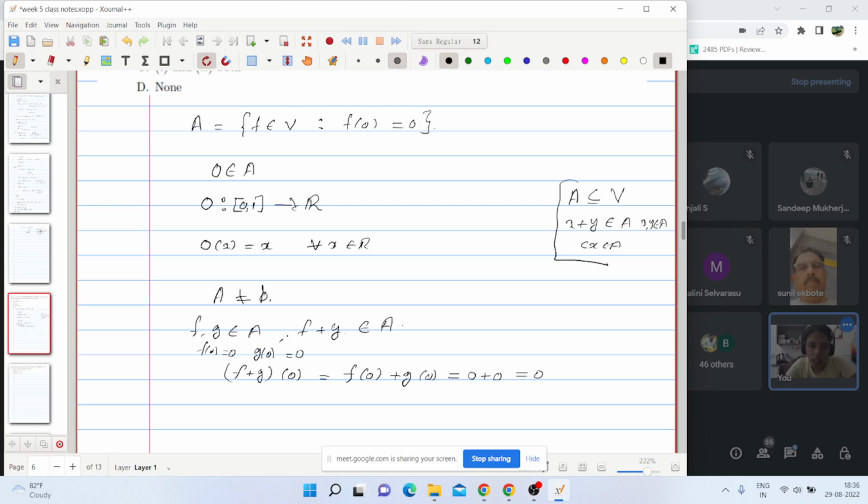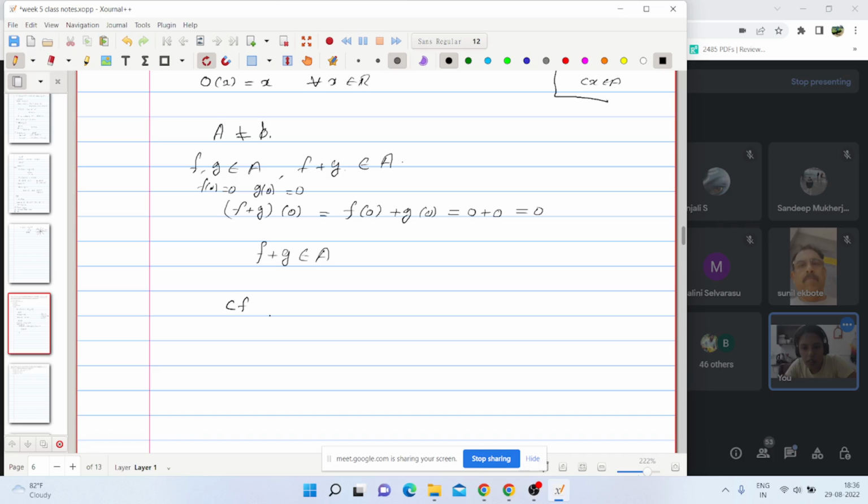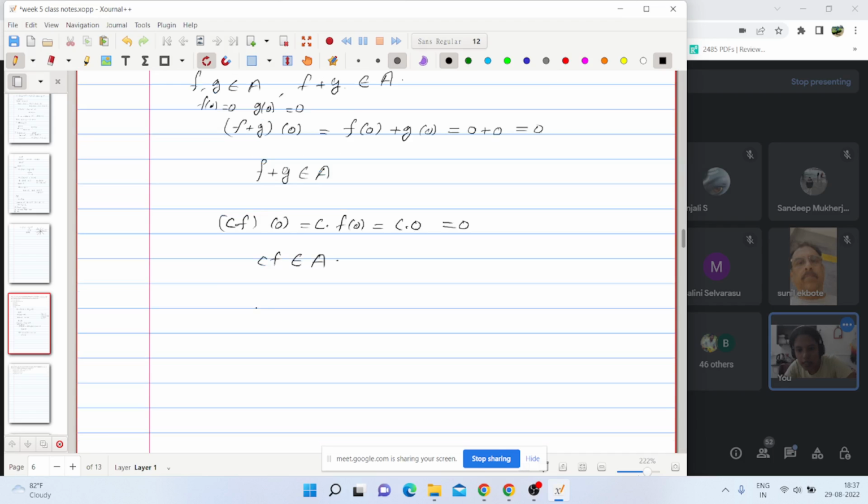Now the next condition is cf. What is (cf)(0)? It is c times f(0). c times f(0) is c times 0, which is 0. That means cf also belongs to A. So A is a non-empty set which satisfies both conditions of our theorem. So we can say A is a subspace.